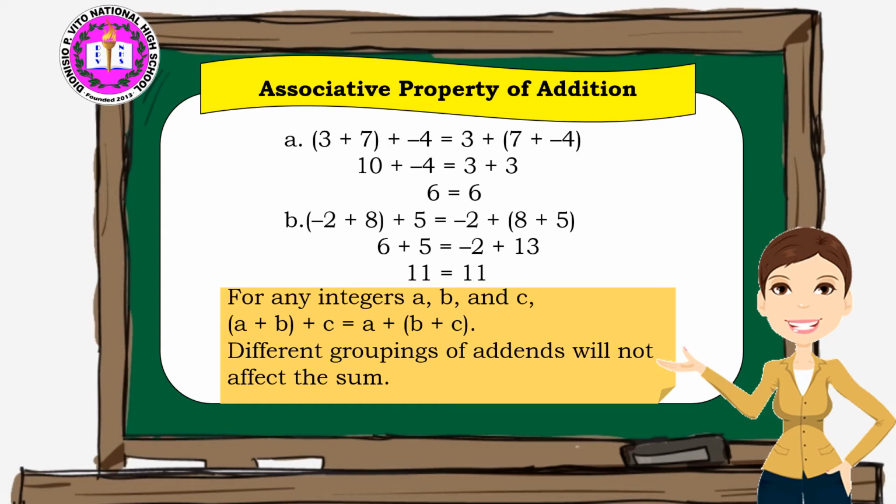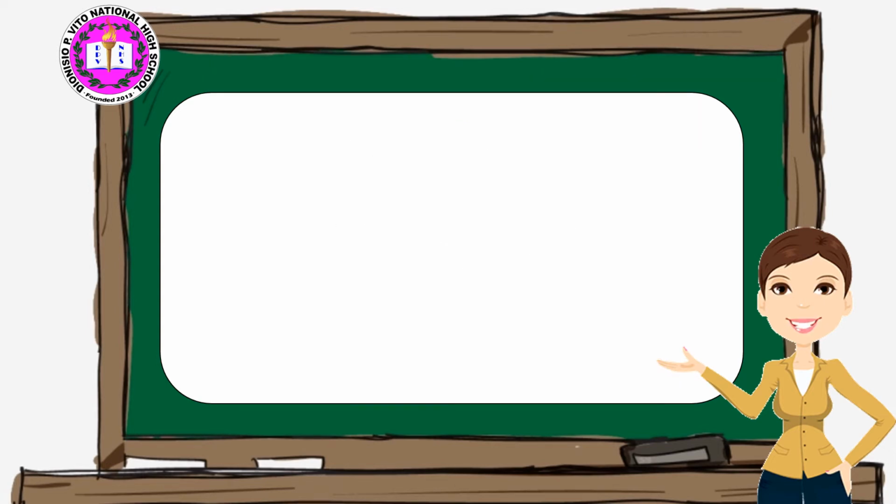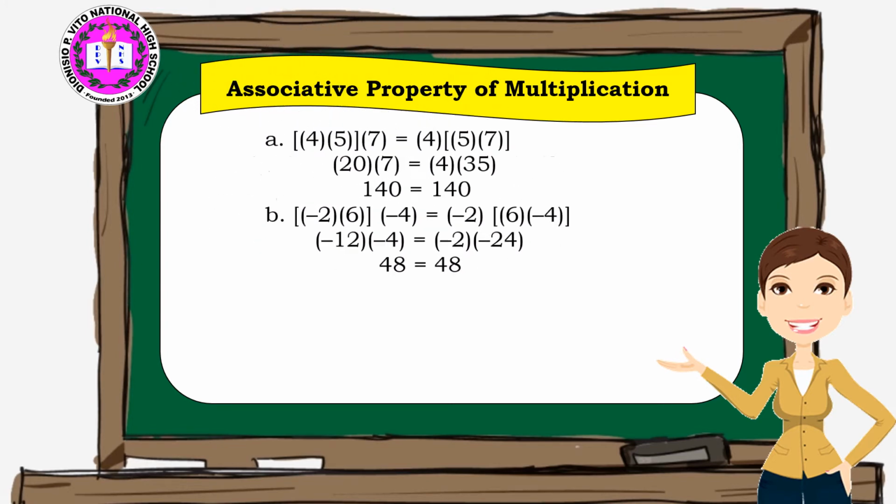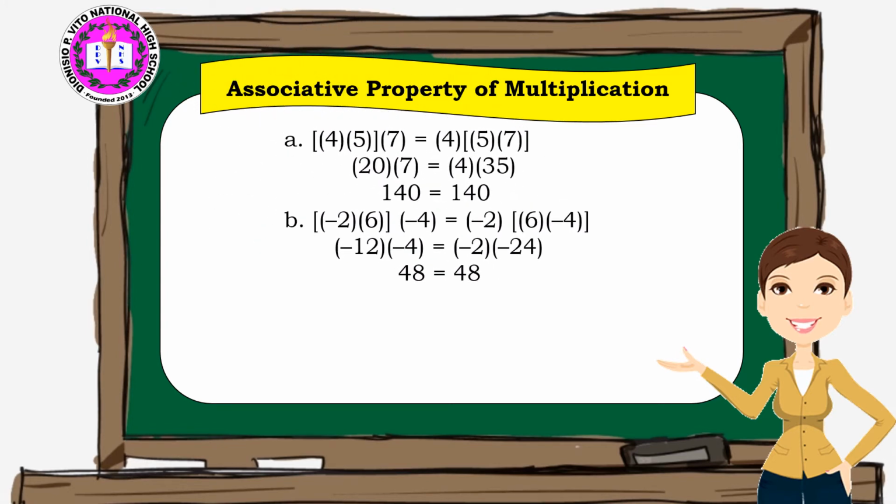Different groupings of addends will not affect the sum. The next property that we have is the associative property of multiplication. For example, we have (4 × 5) × 7 = 4 × (5 × 7). So we have 4 × 5 = positive 20, times 7 is equal to 140, which is 4 × (5 × 7). So we have 4 × 35 is equal to 140.